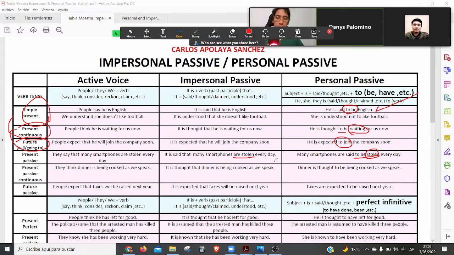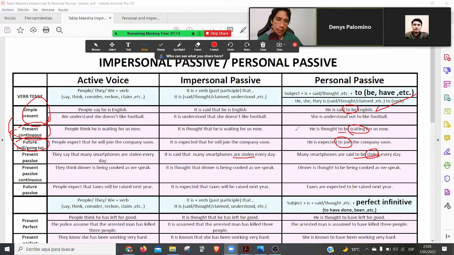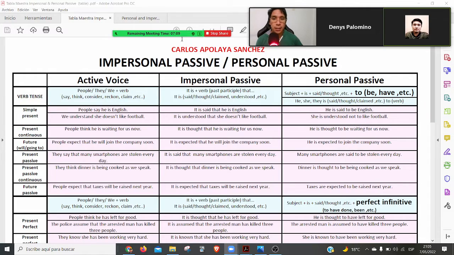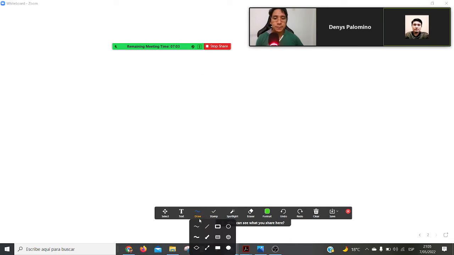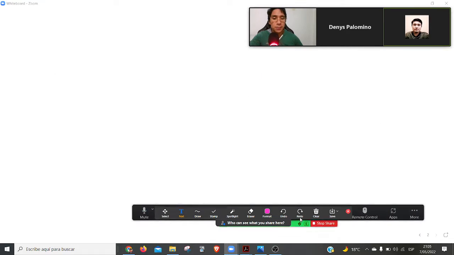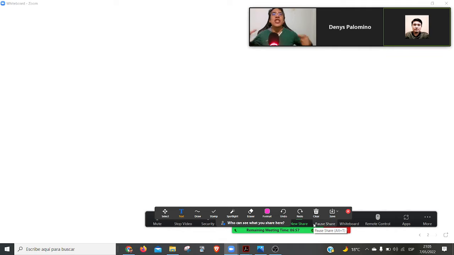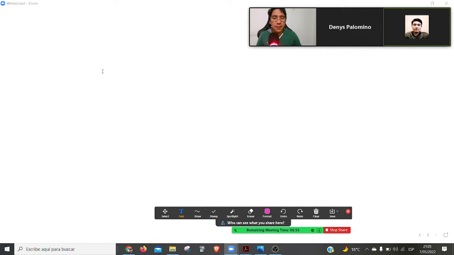Me pregunto si tienen algunas dudas sobre este temita para volver a explicarlo como el pasivo o si ya quedó claro para ir a los ejercicios. Repeat, please. Ok, vamos a hacer así como el passive. ¿Está de acuerdo? Perfecto. Ok. The impersonal passive, we use the impersonal passive when we want to generalize an idea. Okay, Jimmy? For example, a lot of people think Peru is the best country. A lot of people think that, right? ¿Estamos de acuerdo? Muchas personas creen.